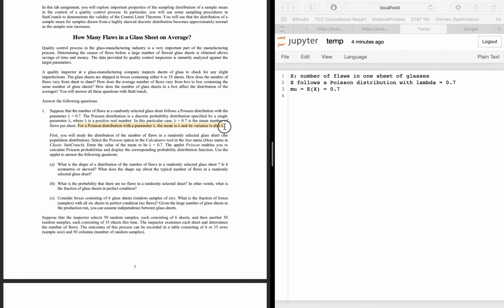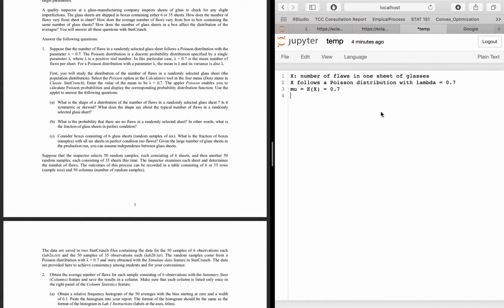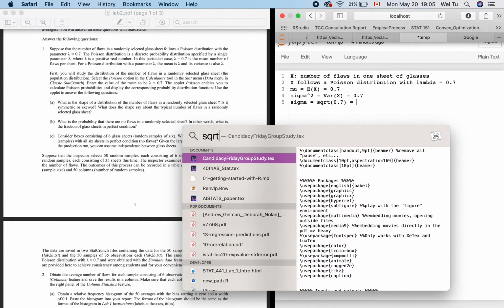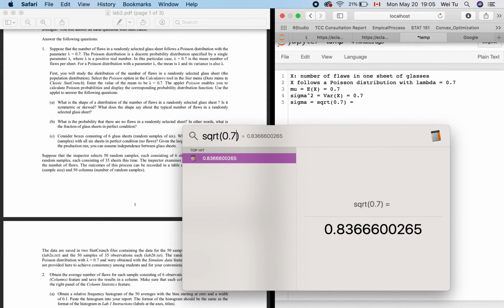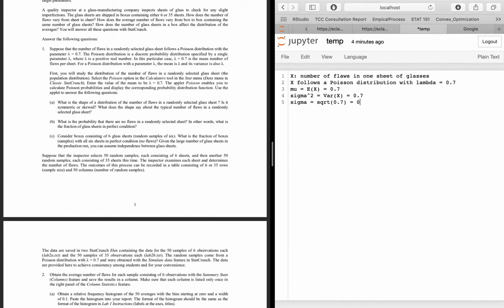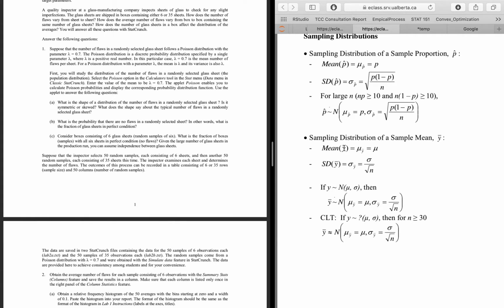For a Poisson distribution, the mean and variance are both lambda. So sigma squared equals the variance, 0.7. Which gives us sigma equals the square root of 0.7, which is 0.8366, maybe 67, roughly.